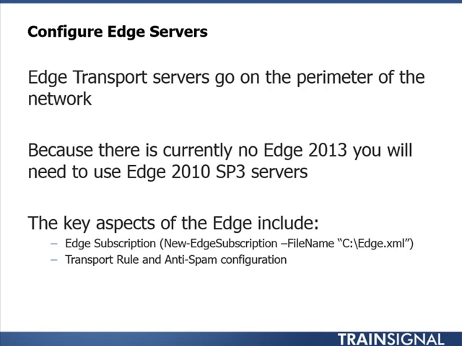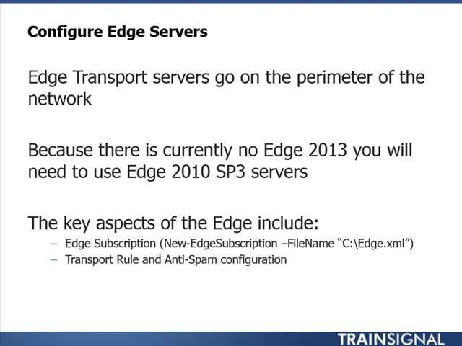And then you have anti-spam configuration, which is by default enabled on the Edge transport server role. This is not the case when it comes to your Exchange 2013 servers or even your Exchange 2010 servers. In both of those cases, you have to enable the anti-spam agents on the hub transport server for 2010 or the mailbox server for 2013.